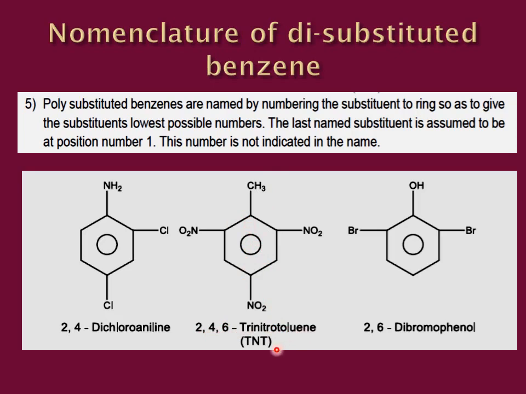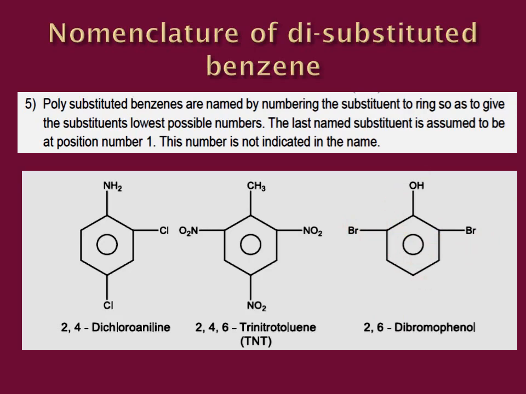Another example is of a phenol derivative. OH with benzene is phenol. The 2 bromine atoms are at position number 2 and 6. So obviously this OH is getting carbon number 1. So the name is 2,6-dibromophenol.